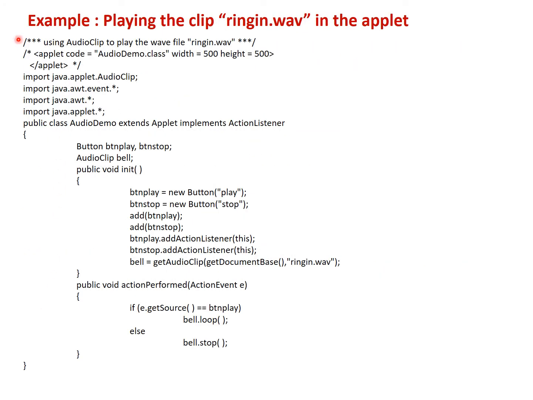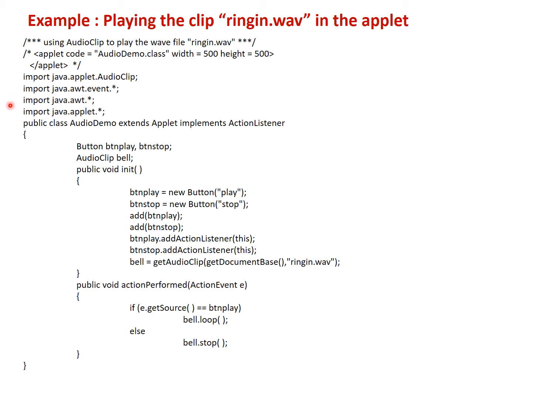Here is the example playing the clip ringin.wav in the applet. That is using AudioClip to play the WAV file ringin.wav. First we define the applet tag and after this we import the packages java.awt.event, java.awt and then java.applet.